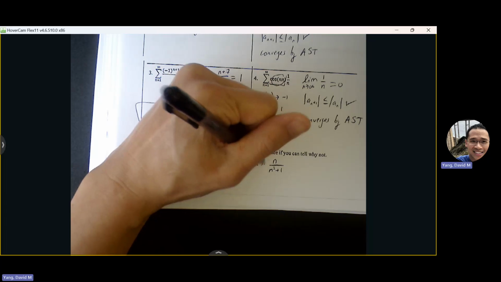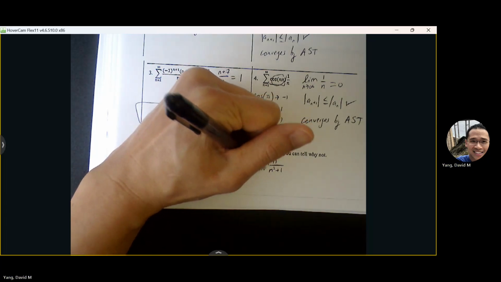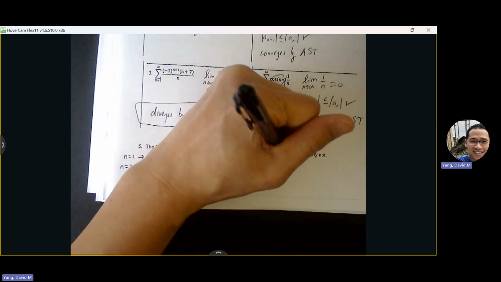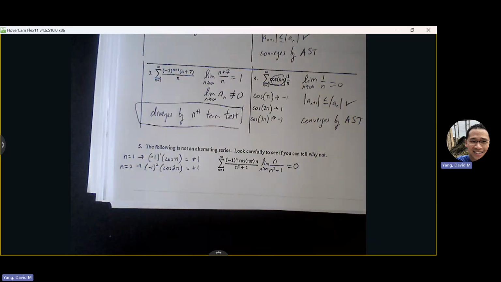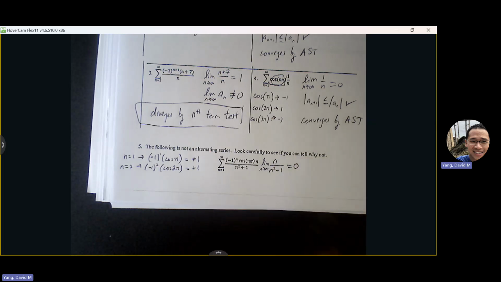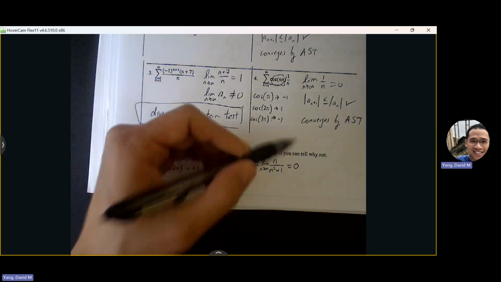Okay, the limit of this goes to what? 0. Is this good enough for us to say this converges? No, right? So if we go through the nth term test and we get this result, it's inconclusive. And if we get an inconclusive result, that means we've got to find another test to use.